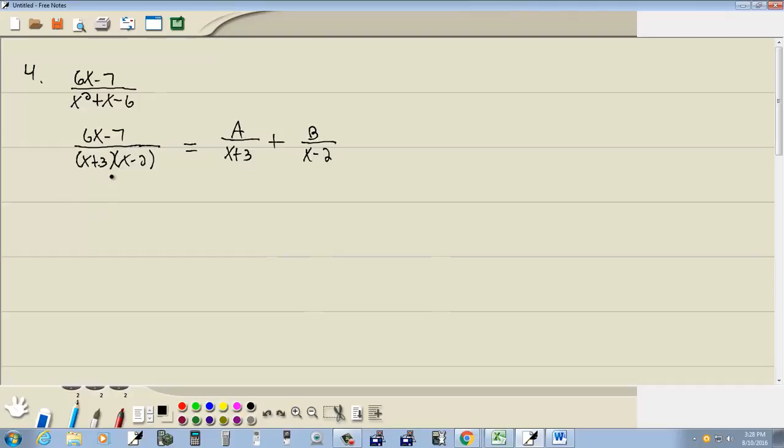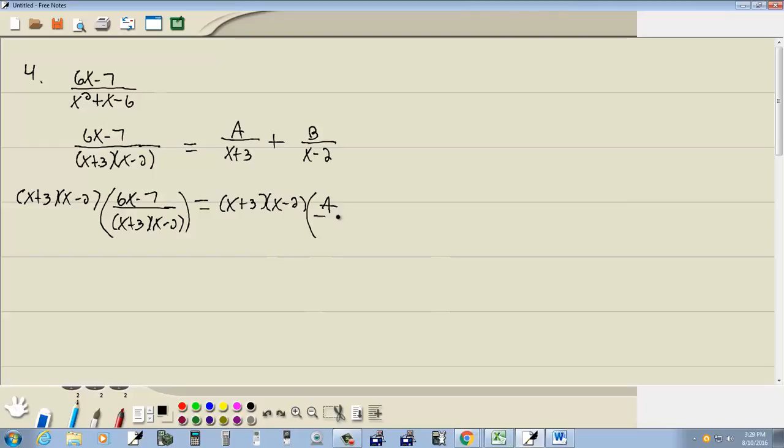Now, we're going to multiply everything by the LCM of all our denominators. So we're going to multiply everything by x plus 3 times x minus 2. So multiply it times this fraction. We're going to multiply it times this fraction.